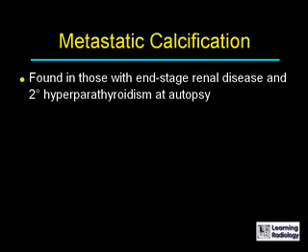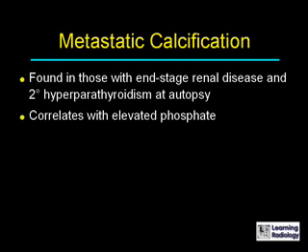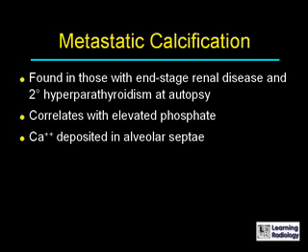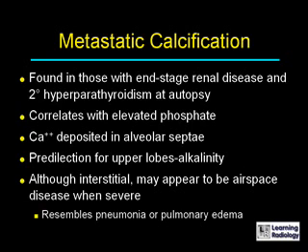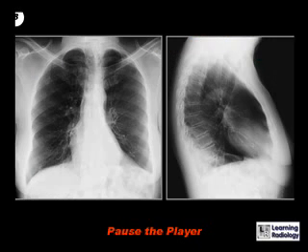Metastatic calcification is found in those usually with end-stage renal disease and secondary hyperparathyroidism. It tends to correlate with an elevated phosphate level. Calcium is deposited in the alveolar septi. It has a predilection for the upper lobes, which is believed to be secondary to the greater alkalinity of the upper lobes. And although it is interstitial, it may appear to be airspace disease when severe and can resemble and be mistaken for pneumonia or pulmonary edema.